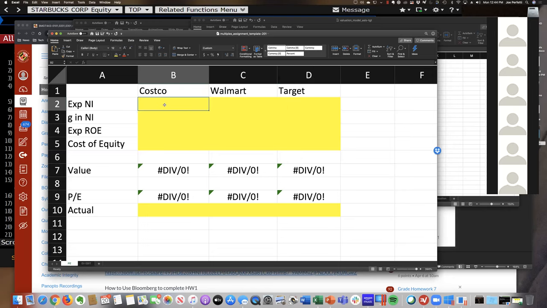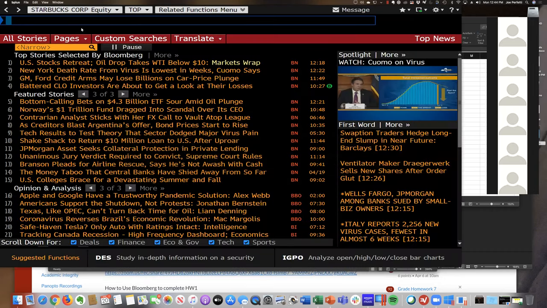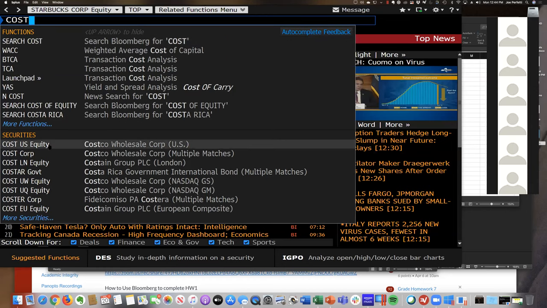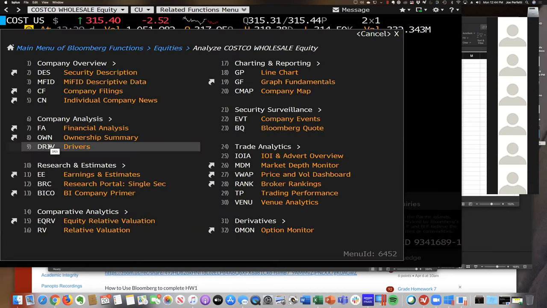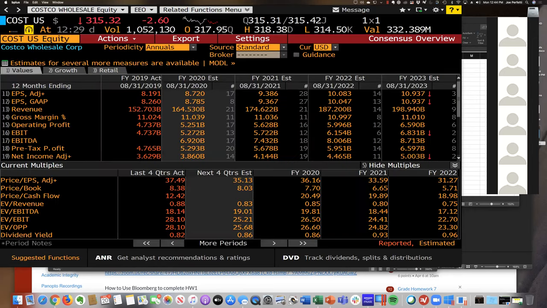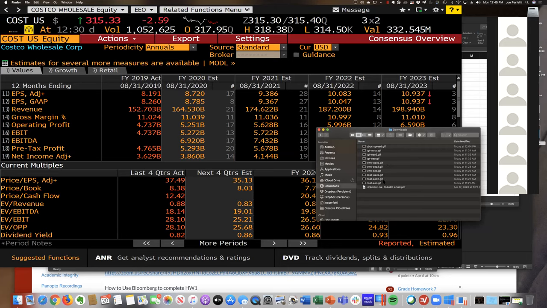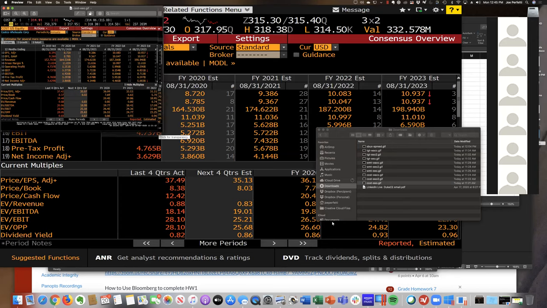Well, for Costco, what we would do is we would go to Costco, US equity, we would go to the EEO screen, and we would start using the data from the screen. Now, just to be consistent with what I did in the 11 a.m. section today, because the price is changing through the day, I had taken some screenshots. So I'm going to use the screenshot from earlier today for Costco for the EEO screen, just so we have the same data as the 11 a.m.